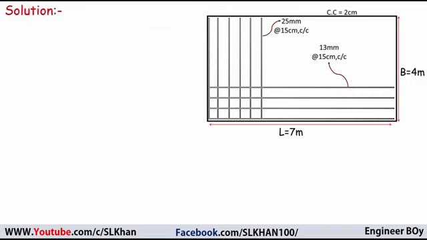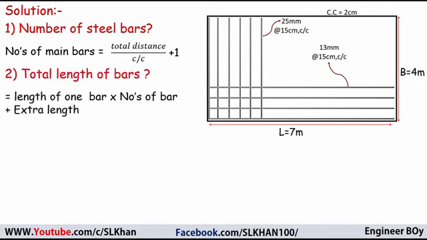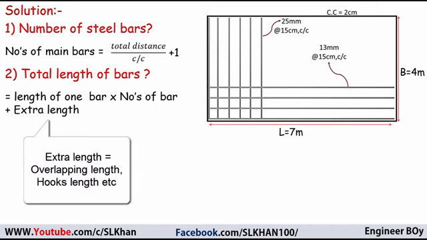In the solution, I'm going to do this work in a few steps. My first step is the number of steel bars, which I'm going to calculate as the total distance by center to center plus 1. How it works and where it comes from, we're going to discuss a little later. My second step is the total length, which is the length of one bar times the number of bars, and then we're going to add extra length. In extra length there can be overlaps and hooks. We're going to discuss this a little later.